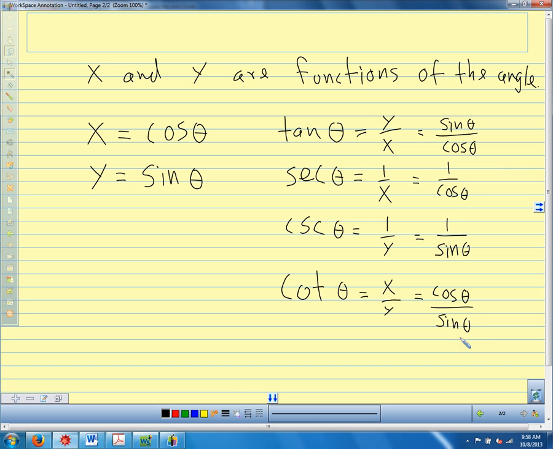So for any point on the unit circle, the x-coordinate is the cosine of the angle that we're talking about. The y-coordinate is the sine of the angle. That's the big idea on the unit circle. We can define these other functions based on the sine and the cosine.